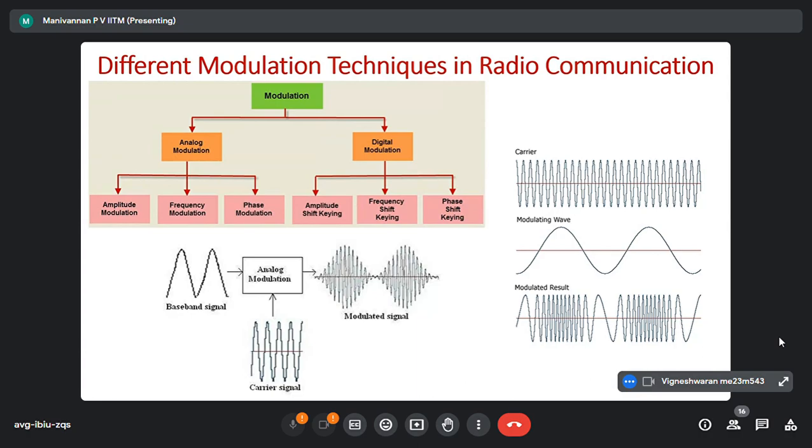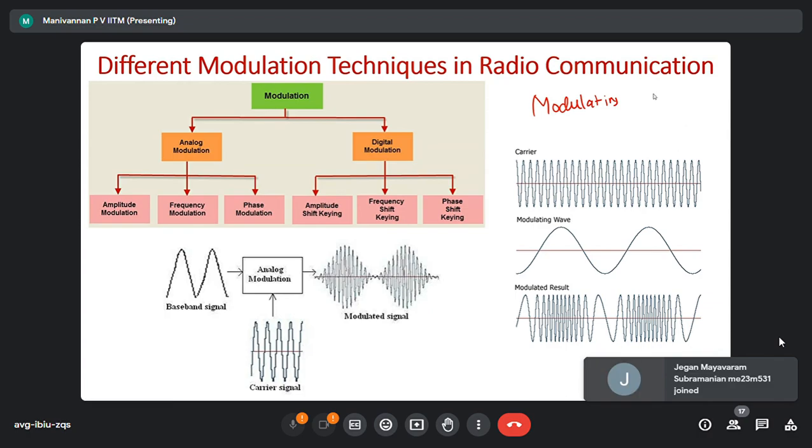Okay, we are talking about radio communication. I started with what you call modulation. That is converting the signal which needs to be transmitted. Modulating means combining two things, another thing, modulating or varying.